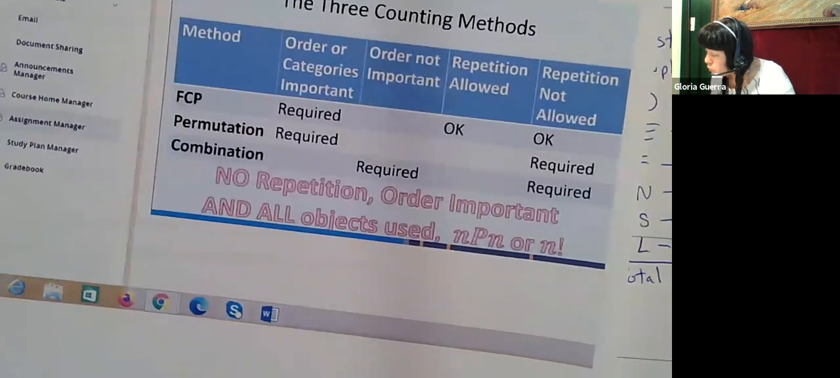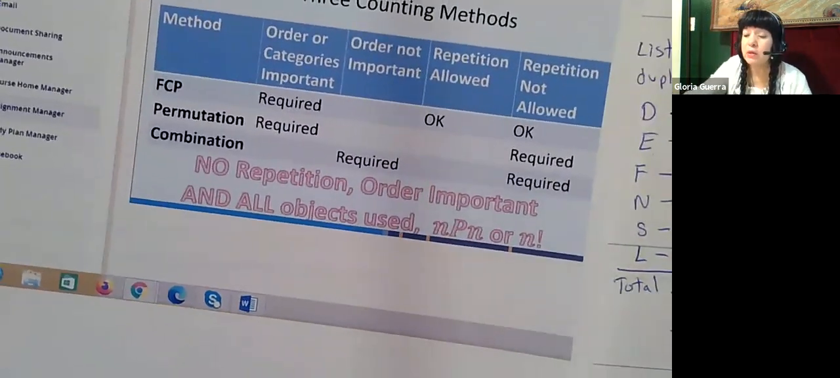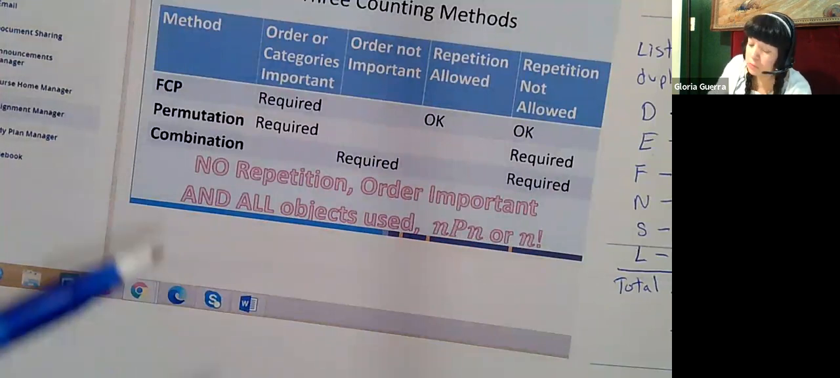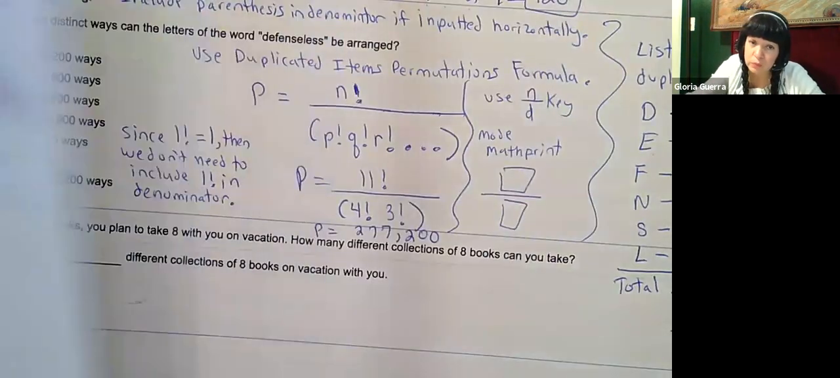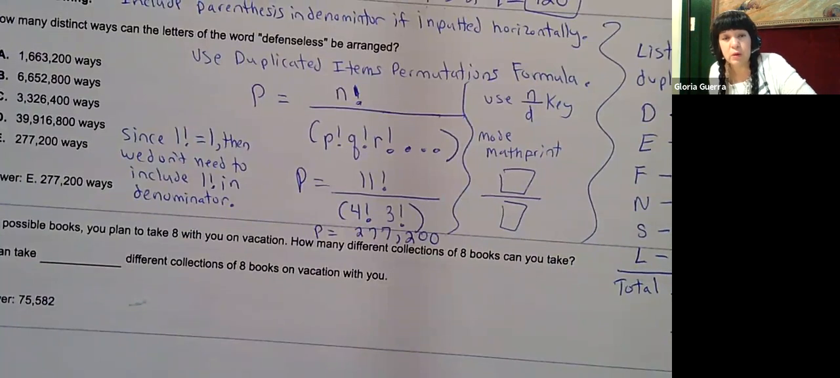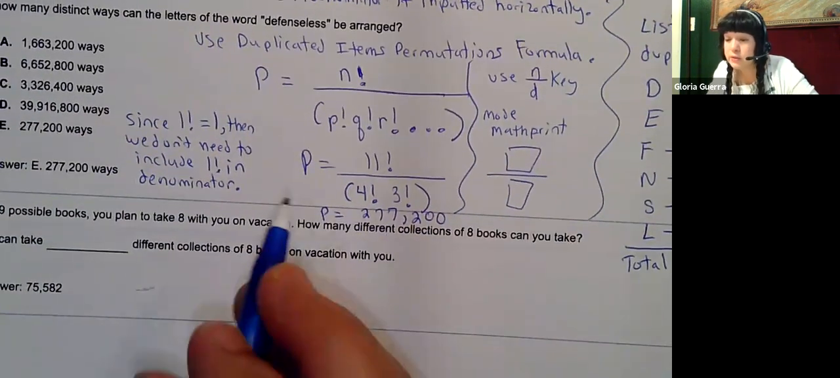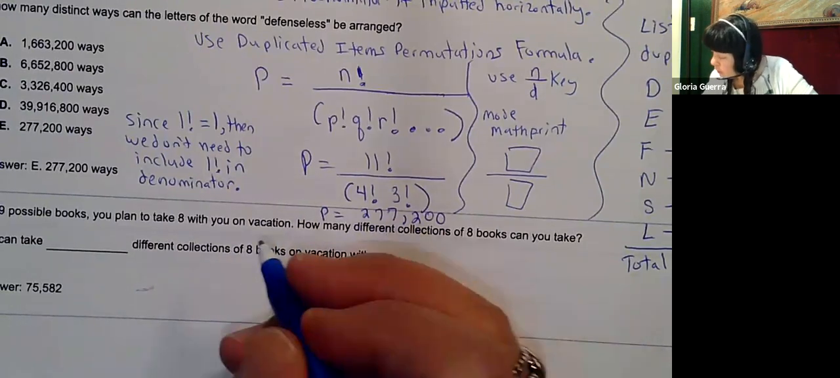And then it says repetition not allowed. We're just taking 8 books with us. You're picking 8 books, so you do need 8 books. If you repeat some of the books, then you won't. Why would you want to take the same book with you twice? So we're not going to have to deal with repetition here, but we do want a combination. So I can write here order not important.